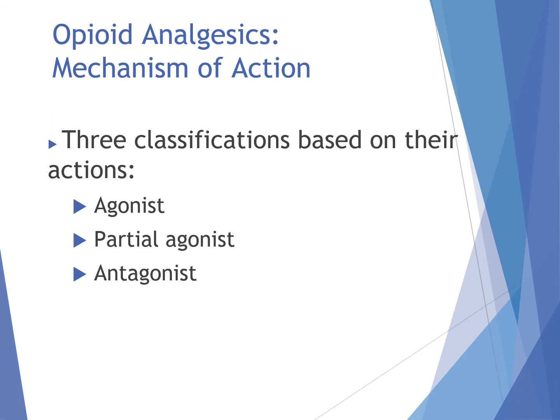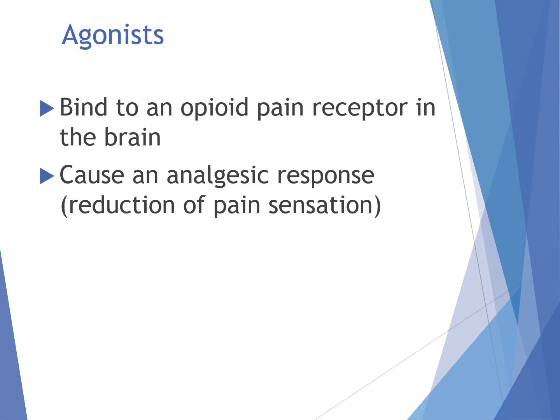We have three classifications for opioid analgesics mechanism of action. We have the agonist, partial agonist, and the antagonist. So the agonists bind to an opioid pain receptor in the brain. They cause an analgesic response or a reduction of pain sensation.